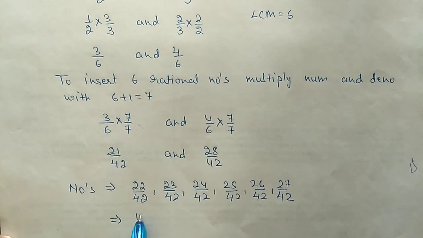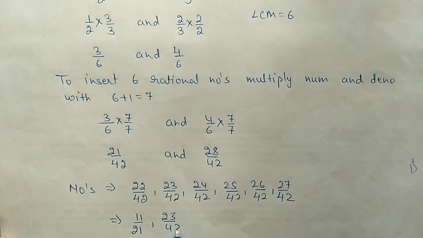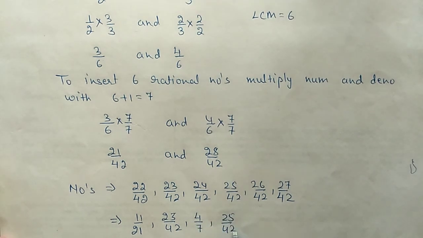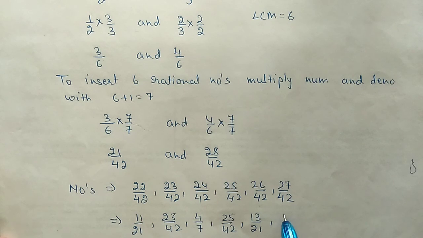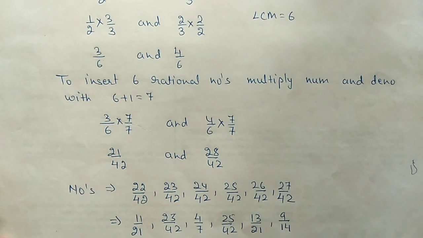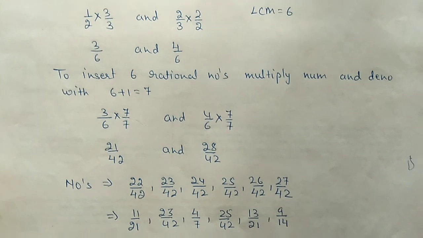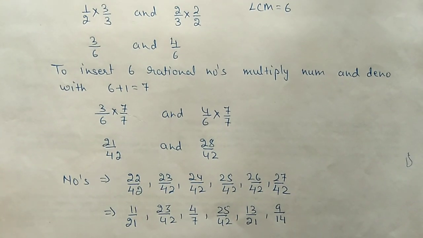This we will get 11 by 21. The second one we cannot cancel, so as it is. The third one we can cancel with the 6 table, 6 4s are 24 and 6 7s are 42. The fifth one we cannot cancel. This we can cancel, 13 by 21, and this we can cancel, 3 9s are 27 and 3 14s are 42. So 9 by 14. So this exercise has completed.